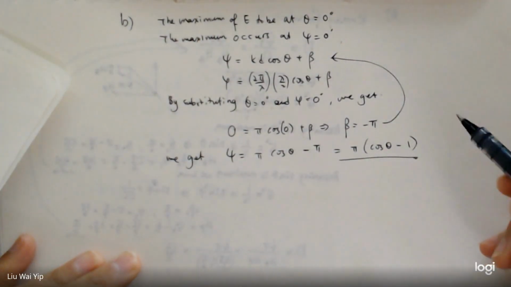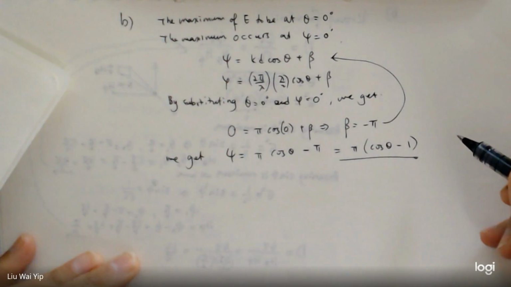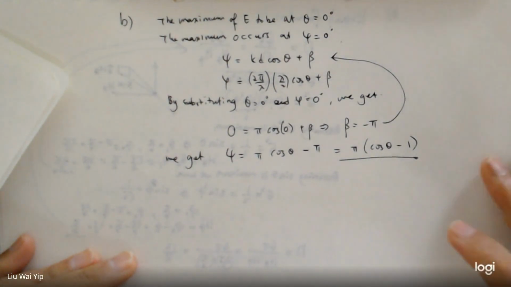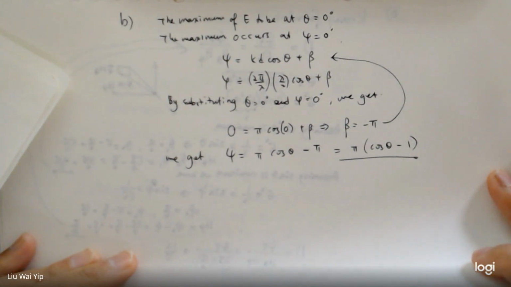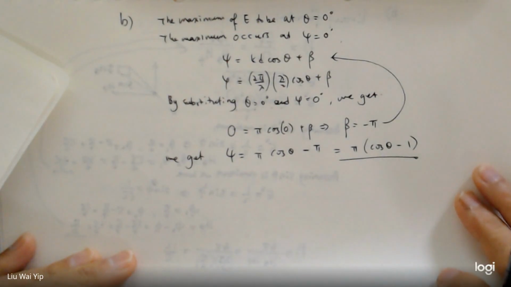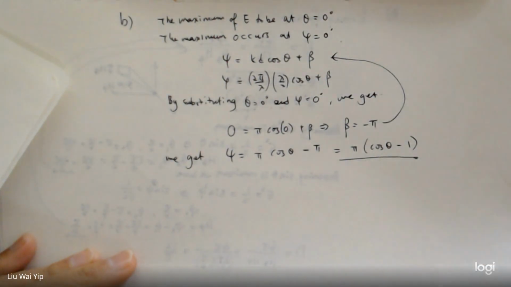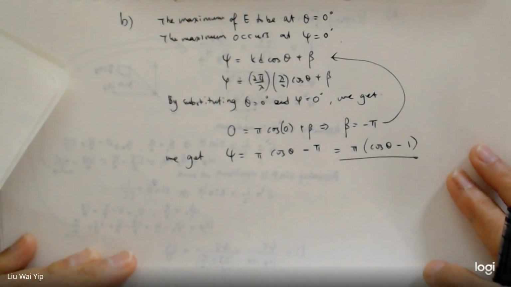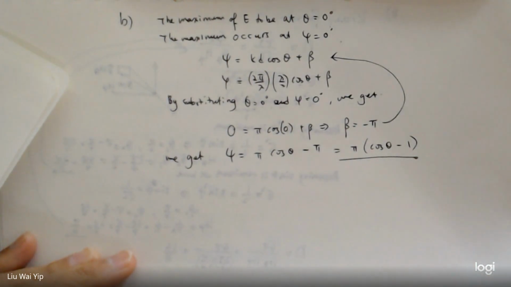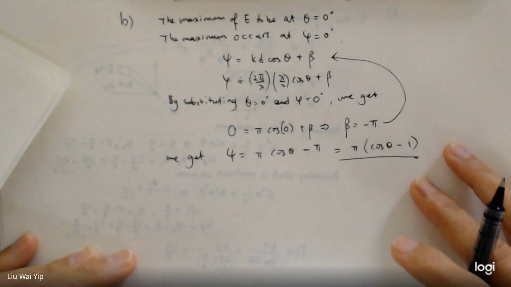Okay, part C. Part C is about finding the nulls. And this is a very common exercise when we are evaluating an antenna array. The nulls are very important. Two neighboring nulls end up with the beam width. Okay, now we are going to work out part C.